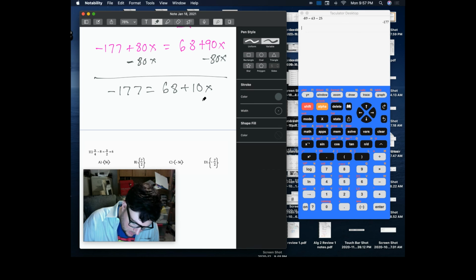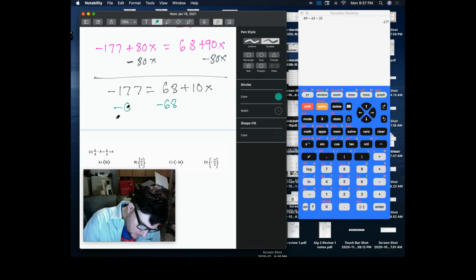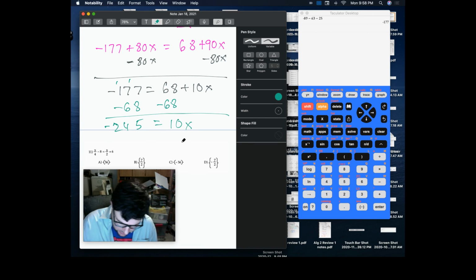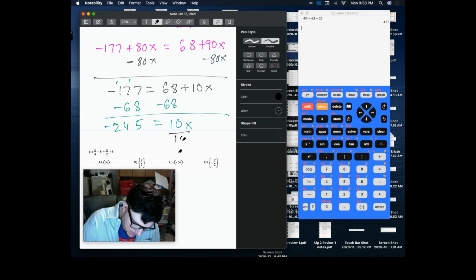And then I'm going to move the 68 to the other side. And this is going to give me 15, I'll carry the 1, 14, negative 245 equals 10x. And then this worked out wonderful because when we divide through by 10, that just means we move the decimal place back over 1, so it's negative 24.5, which is x.